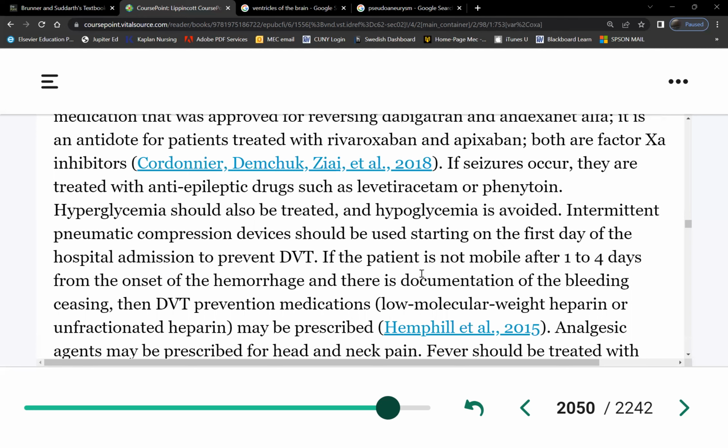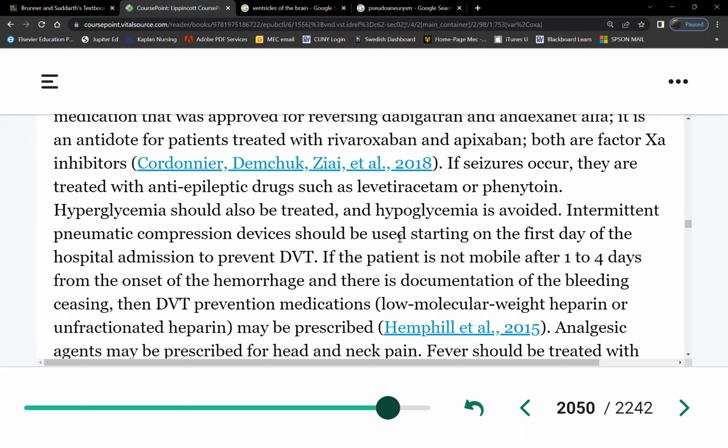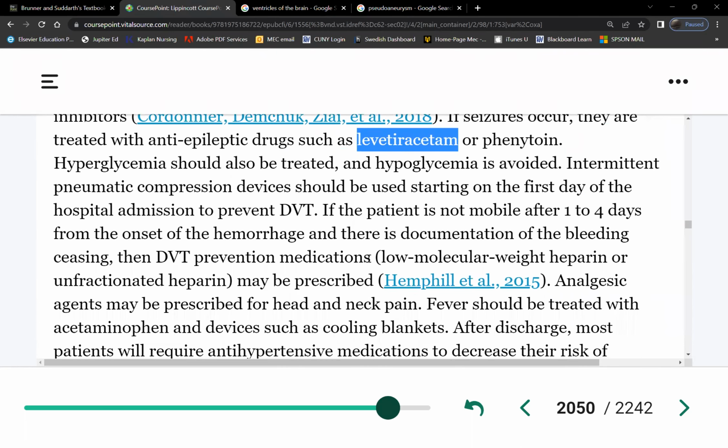So now we have several options here. We can use heparin products or the oral novel anticoagulants. And then for seizures, we don't even wait for them to occur, because we know they're going to have seizures, so we give prophylaxis. The most frequently used drug is levetiracetam. Between these two, it's Keppra that's usually given over phenytoin.